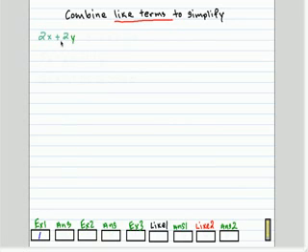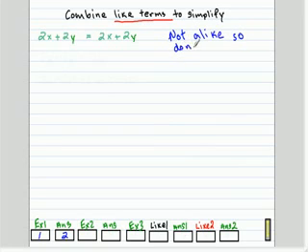So 2x plus 2y. What's that combined to? No, it's not 4xy. It combines only to 2x plus 2y. They are not like terms. They're not alike. So do not combine.